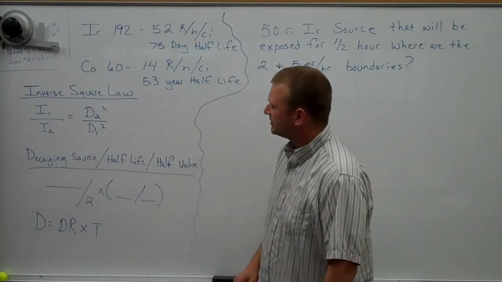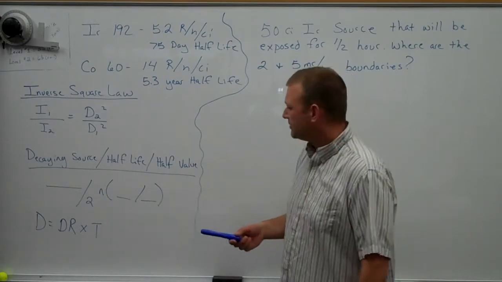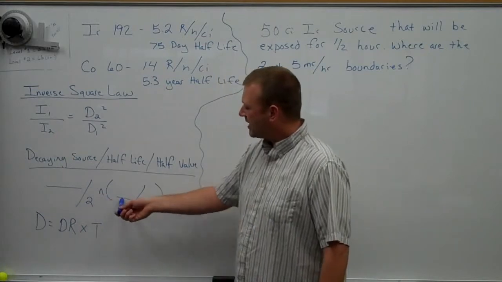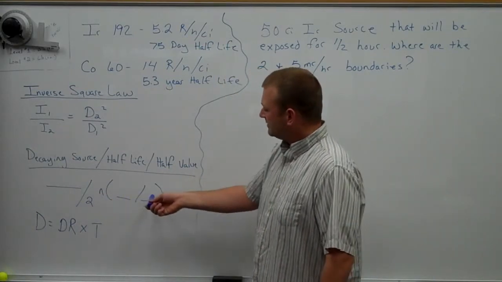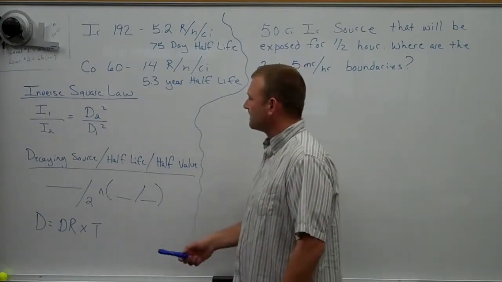Let's say we had 100 curies of iridium-192. We wanted to figure out how many curies we had today. Let's say it was 100 days old. 100 curies divided by 2 to the power of 100 days divided by our 75-day half-life up here. Just normal stuff there. Okay?